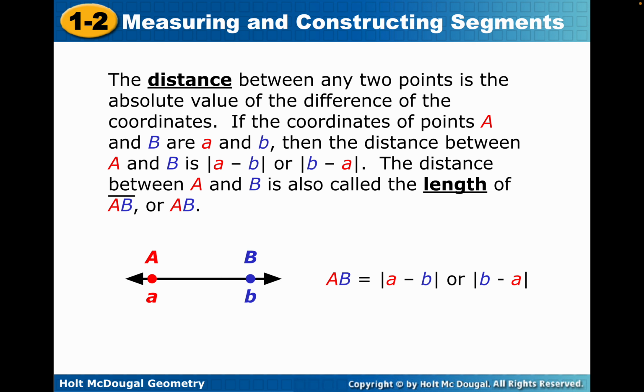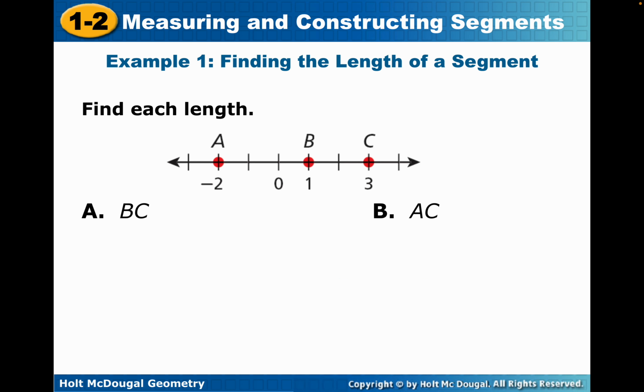What we're going to be talking about is the distance between 2 points. It says it's the absolute value of the difference of the coordinates. Don't really worry about that. Just know we're talking about distance, and we're finding that distance between 2 points. This says the distance between A and B is also called the length.